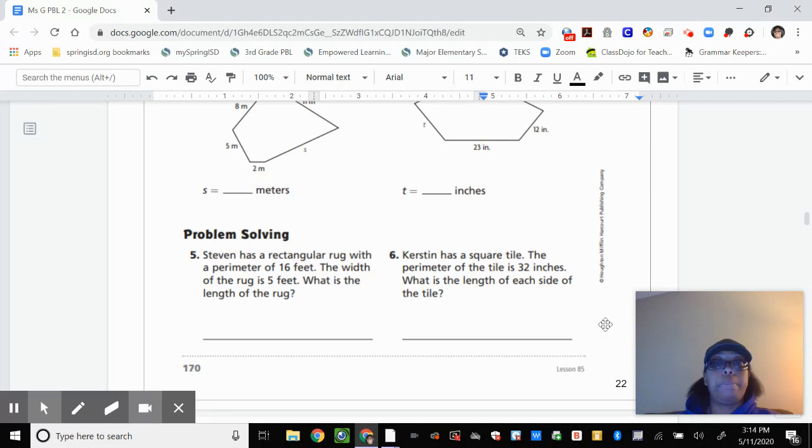And then you have 2 word problems. Make sure that you underline the important information in your word problems and include your unit of measure. This one is feet and this one is inches, so your answer should not just be a number, it should have your unit of measure as well.